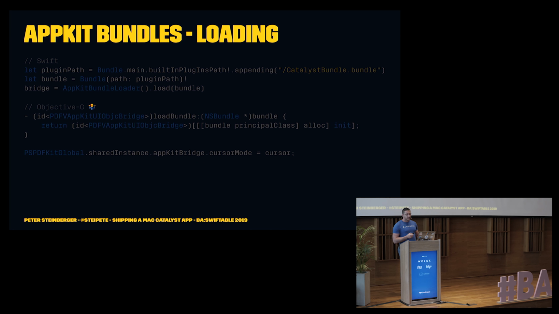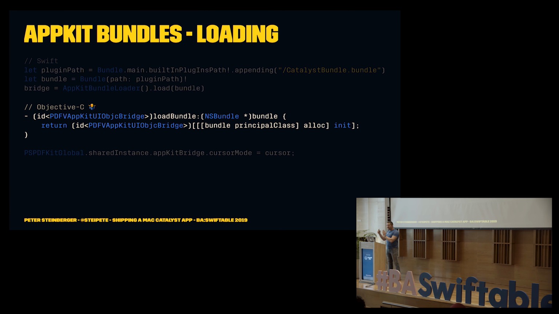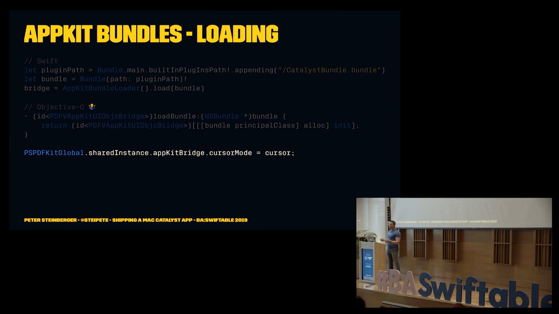Here it's called AppKit bundle loader, and that gets the job done. And eventually you have an interface that you can call, and then you have all of your AppKit code in a nice way. Ultimately, here you have a property cursor mode, and you can use that from UIKit, and you don't have to use all those runtime hacks that I showed you before.